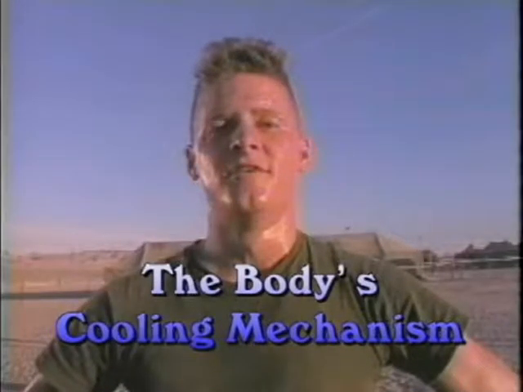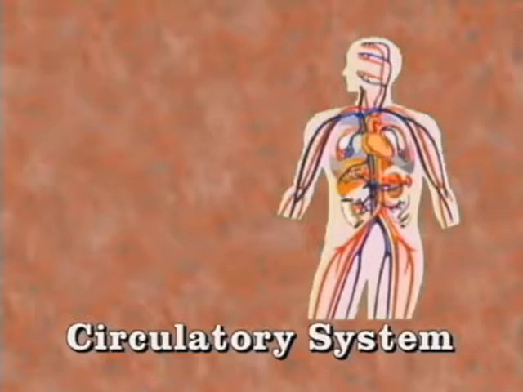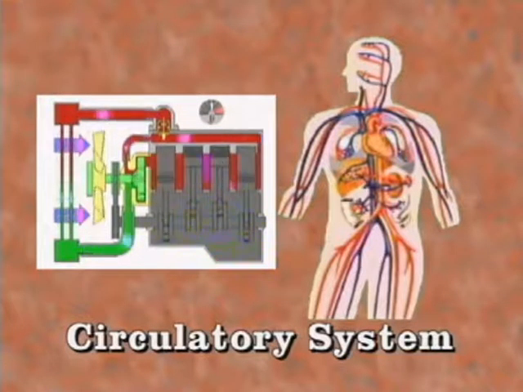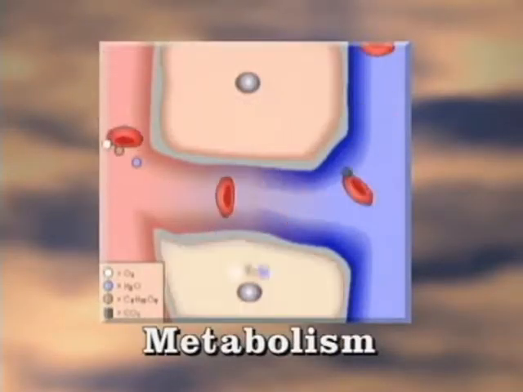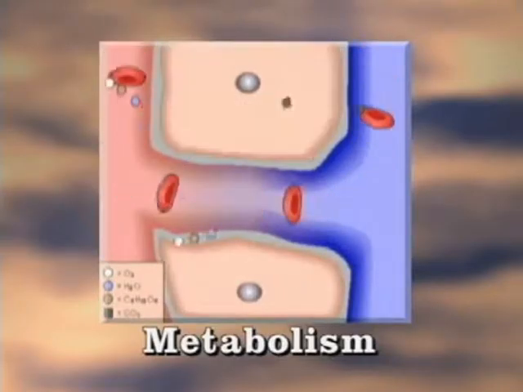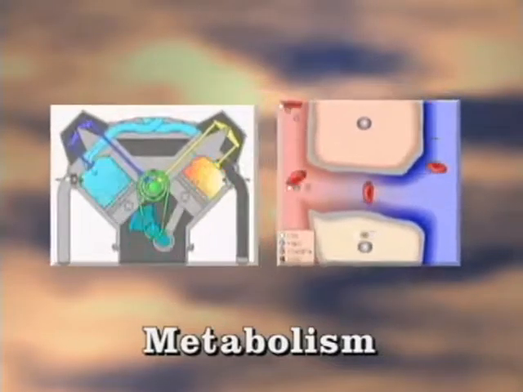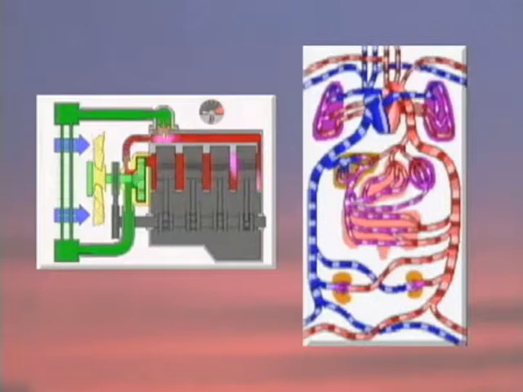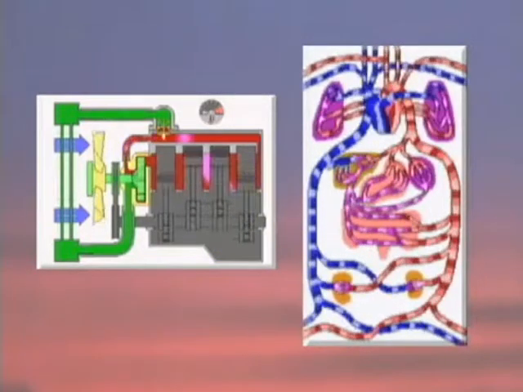Let's look at the cooling mechanism of the body and how it regulates body temperature. The primary cooling system of the body is the circulatory system. It acts very much the same as the cooling system of the engine in your automobile. Your metabolism has the function of burning fuel or nutrients and oxygen within your cells, which creates heat, much the same as the combustion inside your car's engine. Your blood absorbs this heat, as does the water in your car's engine, and is pumped to the tissues of the skin and lungs.